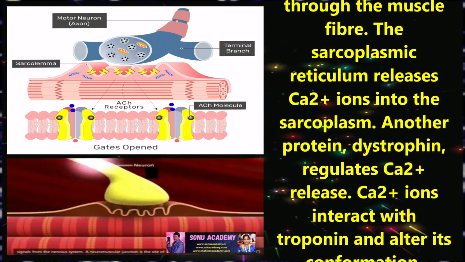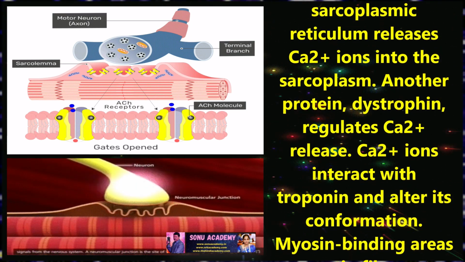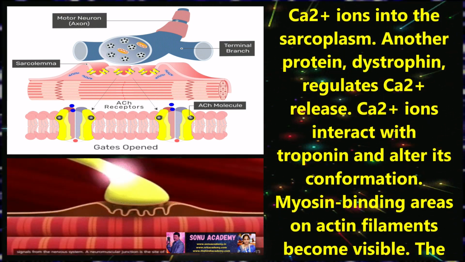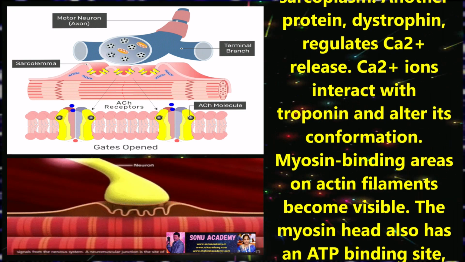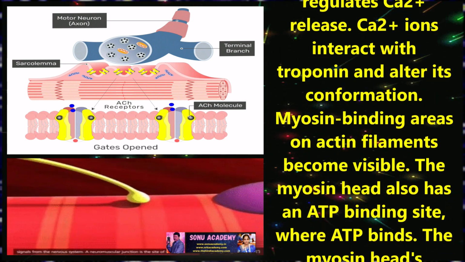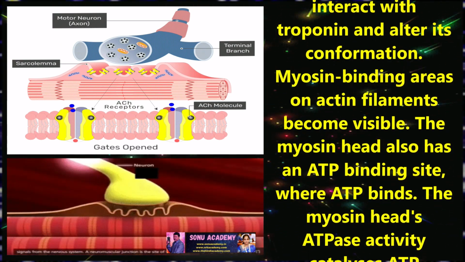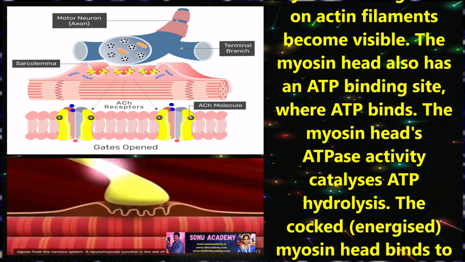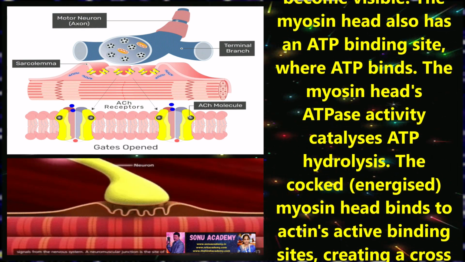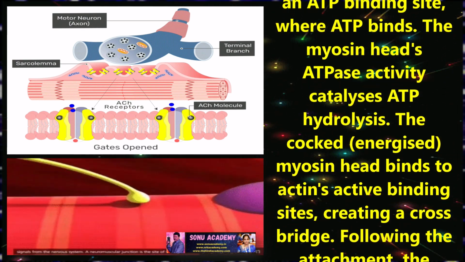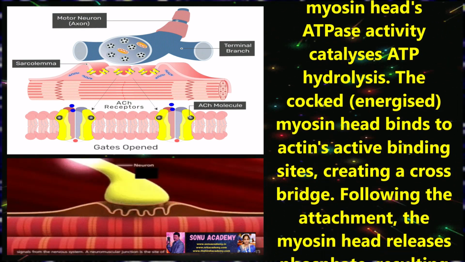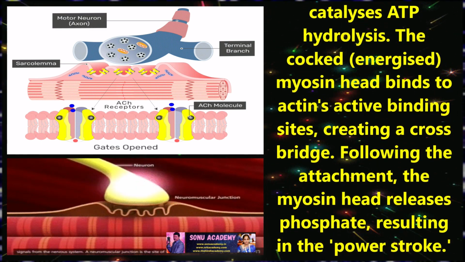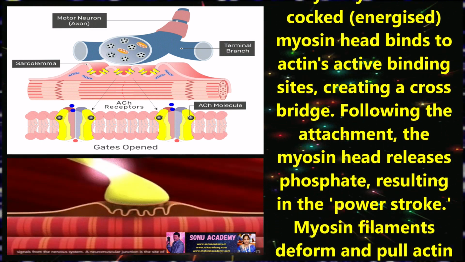Ca2+ ions interact with troponin and alter its conformation. Myosin binding areas on actin filaments become visible. The myosin head also has an ATP binding site where ATP binds. The myosin head's ATPase activity catalyzes ATP hydrolysis. They then attach: myosin heads bind to actin's activated binding sites, creating a cross bridge.